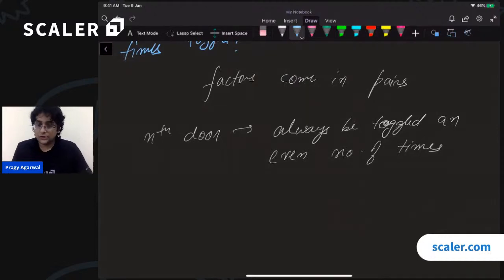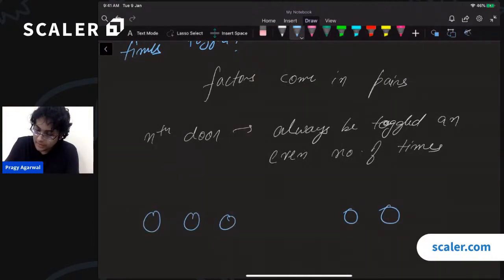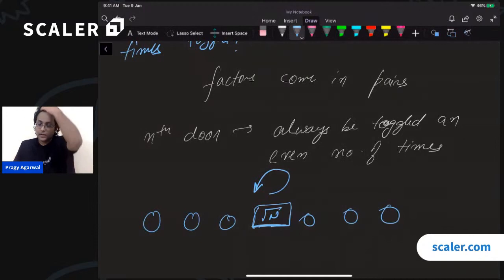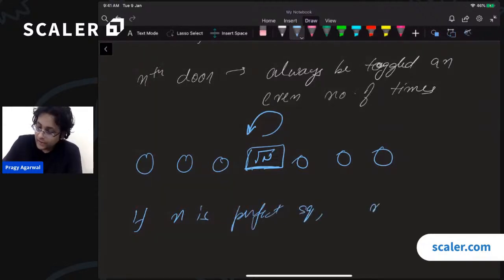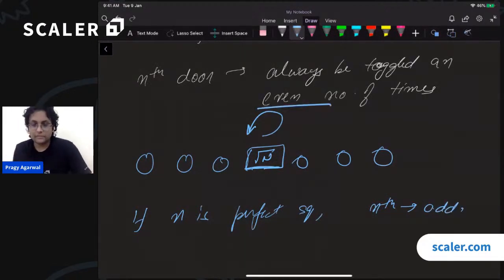Well, not so fast. Is there any particular number which has an odd number of factors? You have these pairs coming up. What if there is a middle value? What if n is a perfect square? In that case, this value root n doesn't have a pair. Root n is going to pair with itself. So if n is a perfect square, then the nth door will be toggled an odd number of times. In all other cases, it will be toggled an even number of times. Is that clear?